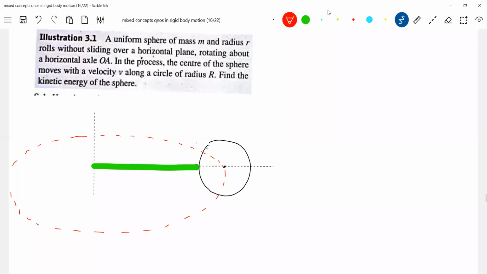This is the length. The radius of the circle, I think he has given capital R, this is. And the radius of the sphere is small r. And this is green color, I'm just showing it. That is like an axle, horizontal axle, OA.